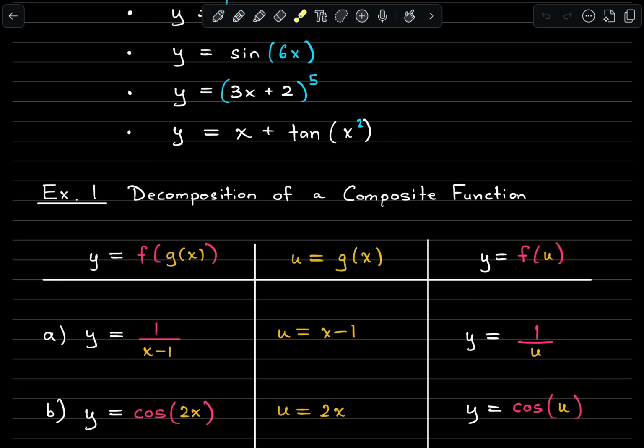In B, we've got y is equal to cosine of 2x. Inside those parentheses, that u is going to be 2x. The outer function will just be cosine of u.